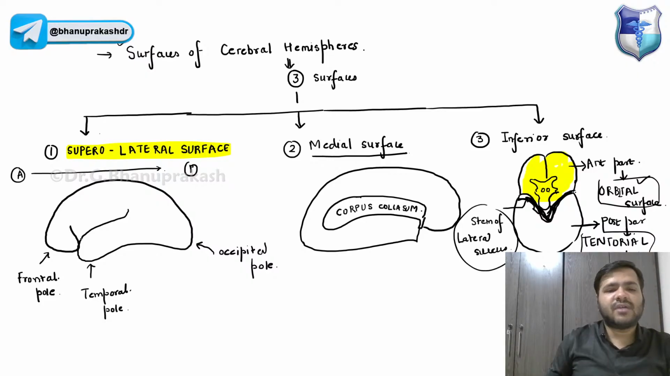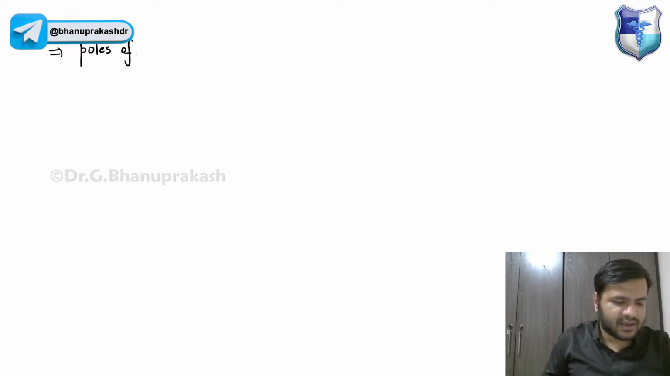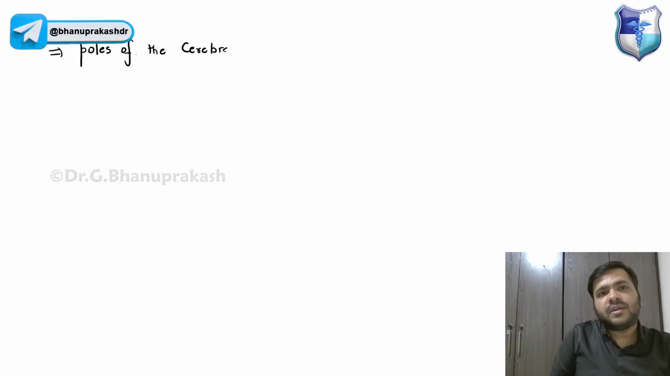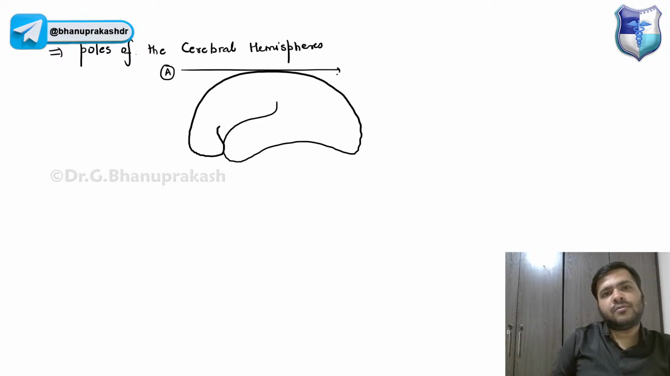Now guys, we have discussed the surfaces, coming on to the poles of the cerebral hemispheres, right? Next is the poles of the cerebral hemispheres. Now we have already discussed the lateral surface that we made, and it is clear over here. Now from anterior to posterior, we have 3 poles that you have to remember.